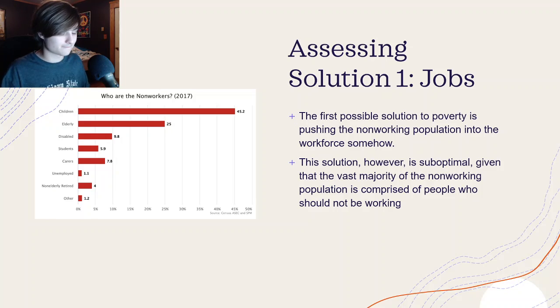So, needless to say, if you're a morally decent human being, you probably don't want a society where we're forcing children and 90-year-olds and people with serious disabilities and students who need to be focusing on their schoolwork and caretakers who need to be focusing on taking care of like family members. These are probably not people who a decent society would be forcing to get a job in order to not live in poverty.